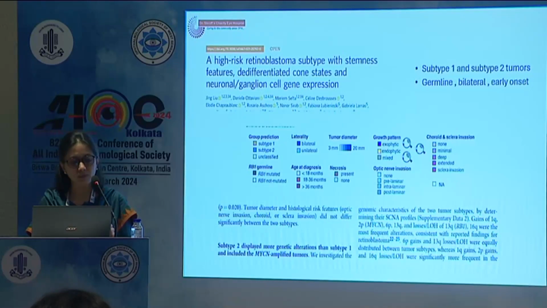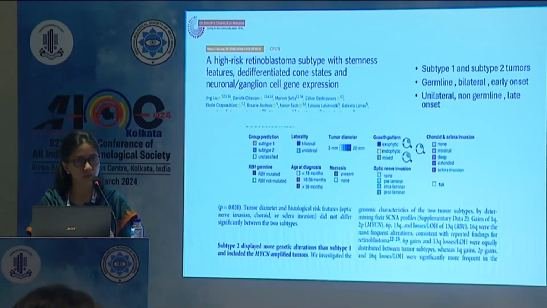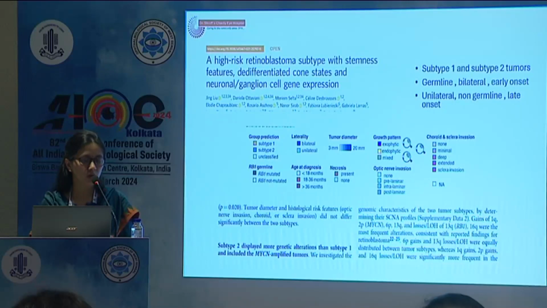So what they have found is that subtype 2, which is basically the unilateral, non-germline, late-onset presentation in our setting, tends to harbor more genetic alterations, including MYC amplification, as compared to subtype 1, which seems to have a better prognosis. So maybe further study in this direction will help us find out why our tumors, especially the unilateral ones, tend to behave a little more aggressively and tend to respond poorly to treatment.